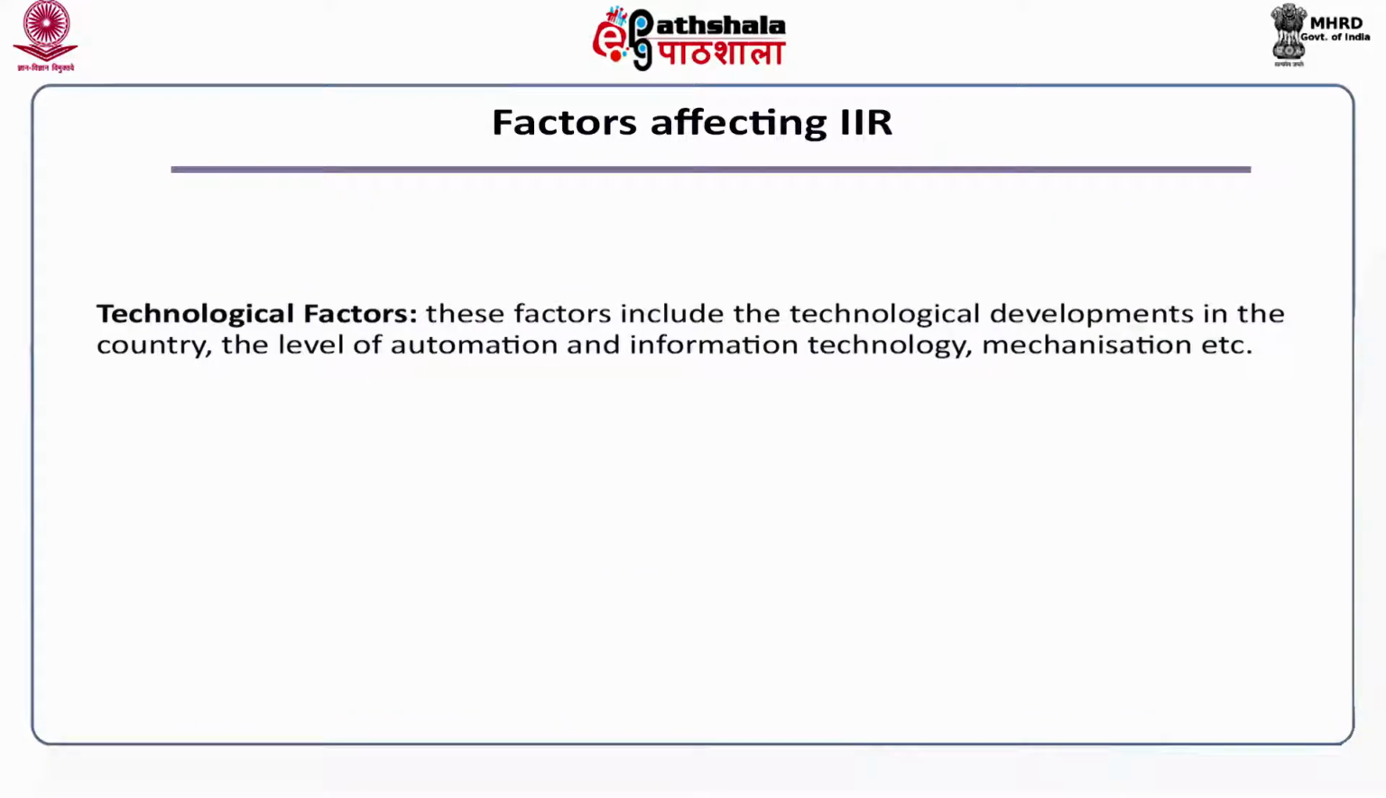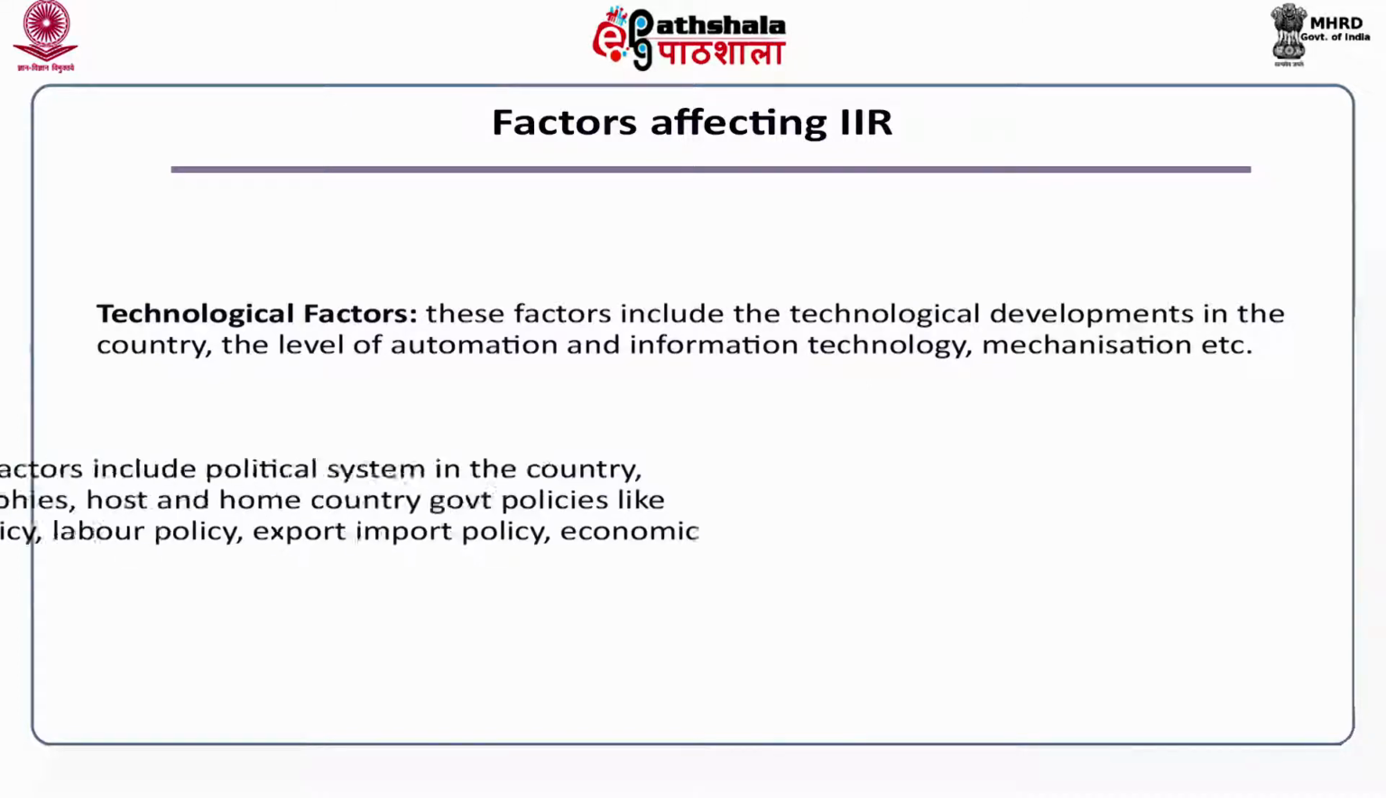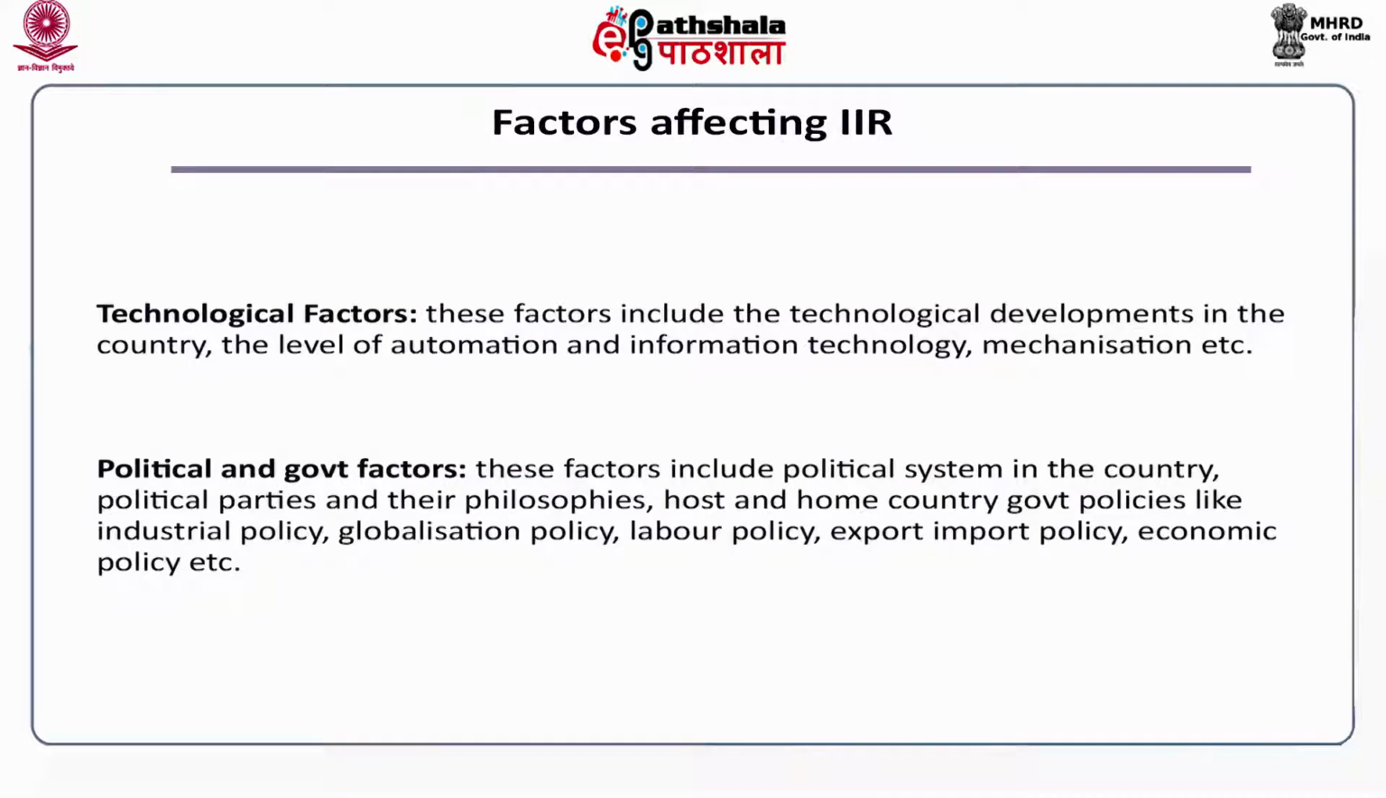The next set of factors influencing the international industrial relations is the technological factors. These factors include the technological development in the country, the level of automation, information technology and mechanization. The next set of factors are the political and the government factors, which include the political system of a country, the political parties, their philosophies, host and home countries' government policies such as the industrial policy, the globalization policy, the labor policy, the import-export policy, economic policy, etc.